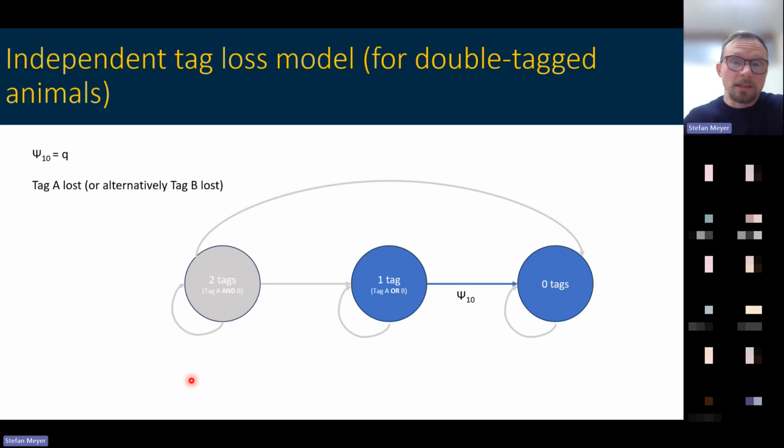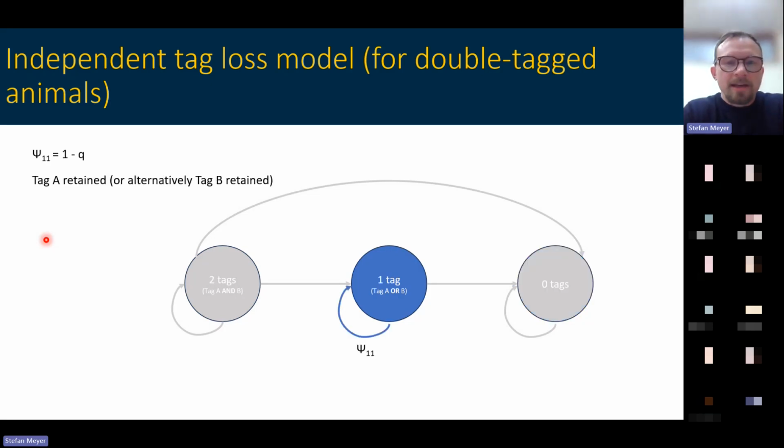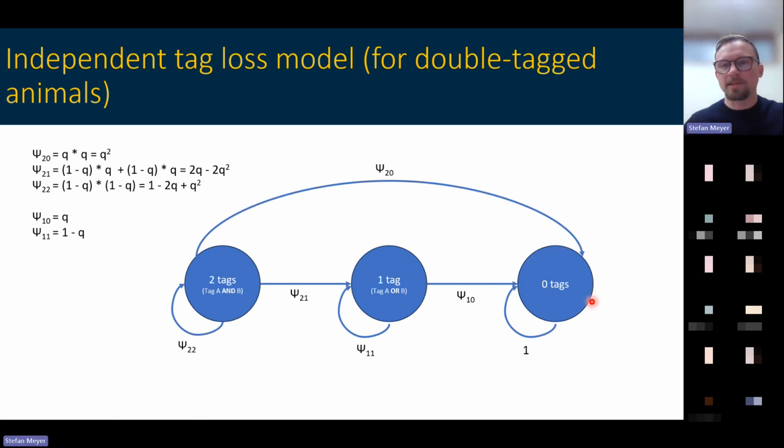Finally, or second last in this example here, an individual which has one tag retained can also lose that single tag, making this transition here. And this is simply the probability Q. This could either be tag A is lost, or if tag B was retained, this is tag B being lost. And then finally, we have an individual which is retaining its single tag or last tag from one occasion to another, and this is simply probability 1 minus Q. And individuals that have lost both of their tags, we're assuming that individuals are not retagged, simply remain within this stage here. Hence, the probability of staying in the stage here is 1.